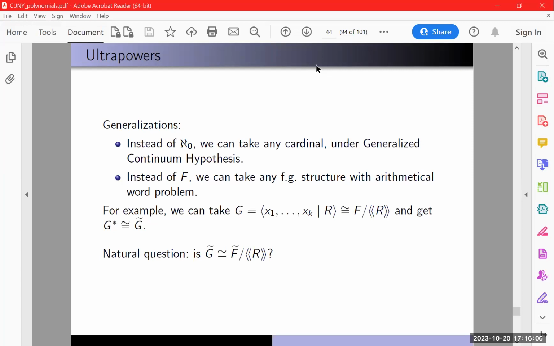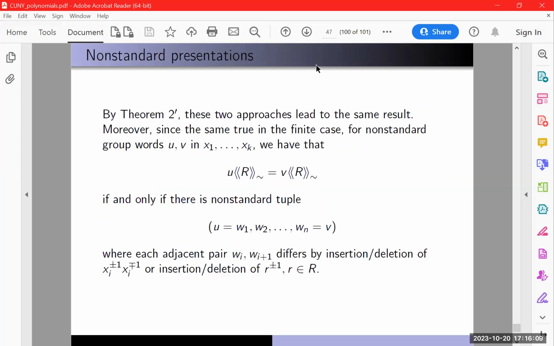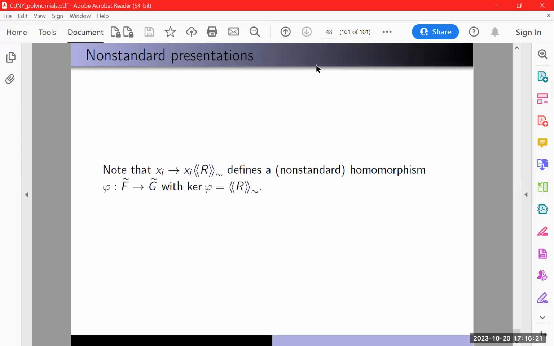So the answer depends on what exactly you mean. There is a way to understand this question that has the answer yes. There is this universal property of the non-standard free group. Basically, if you have this G tilde that you obtain that way, then there is a homomorphism, and its kernel is going to be this. You just have to carefully explain what this is.